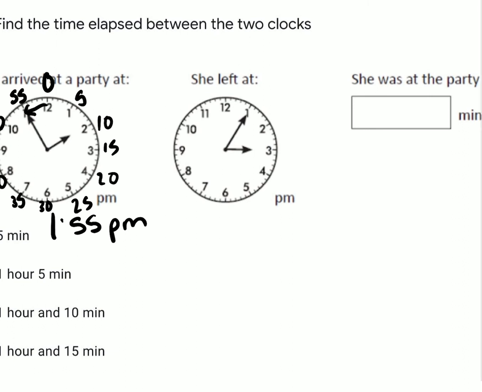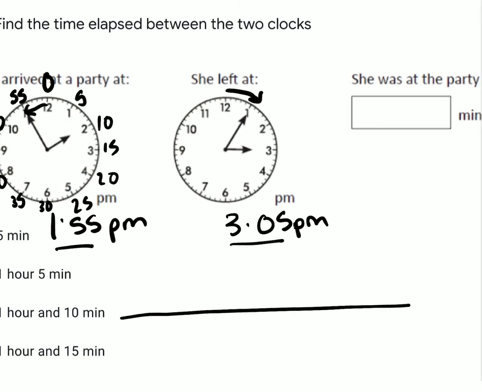Our second time is, okay, so this time the minutes hand has gone past the hour. So it's 5 past 3. Okay, our hour hand's pointing at the 3 and our minute hand's pointing at the 1, which means it's 5 past 3. So 3:05 p.m. So we need to find the time difference between 1:55 p.m. and 3:05 p.m. So let's draw up a number line again, timeline should I say. And we're going from 1:55 p.m. to 3:05 p.m.